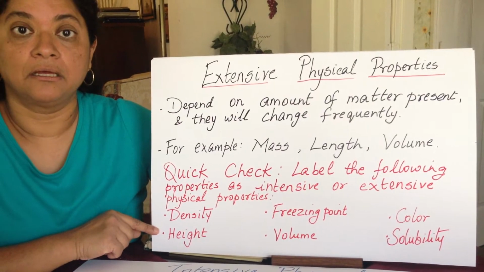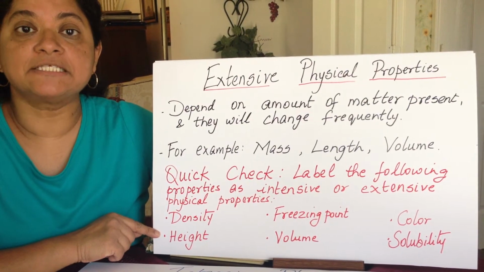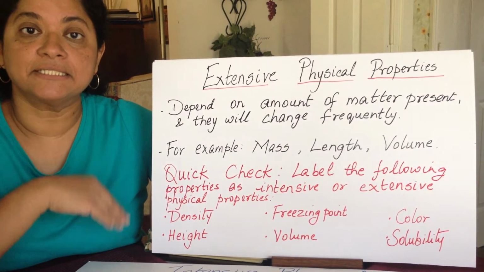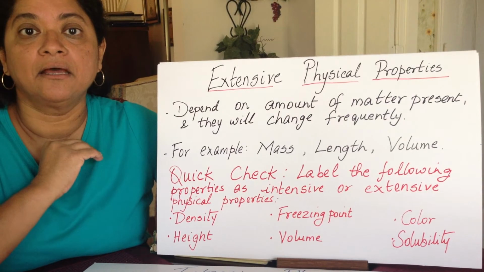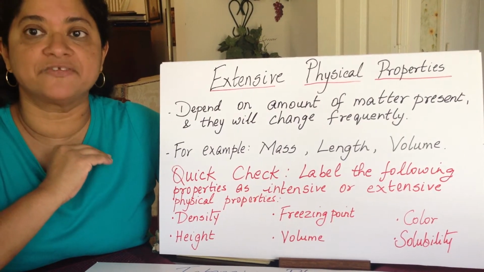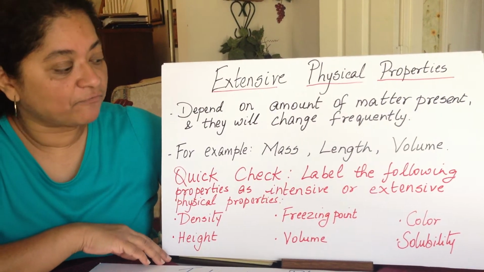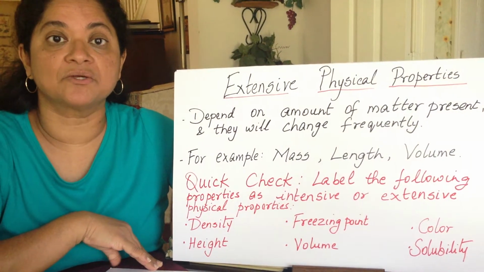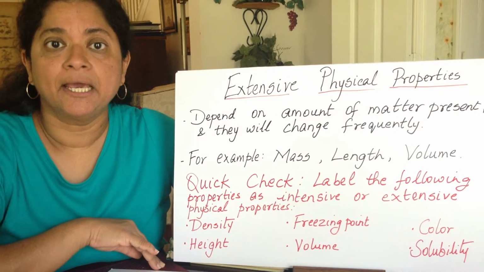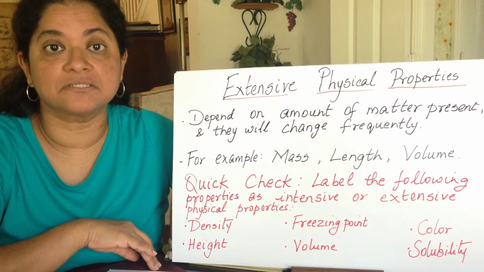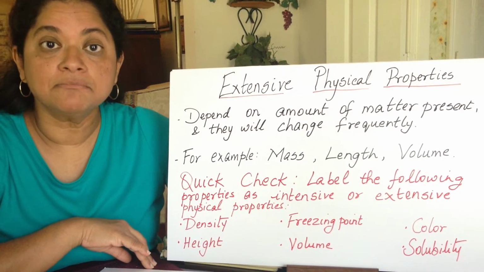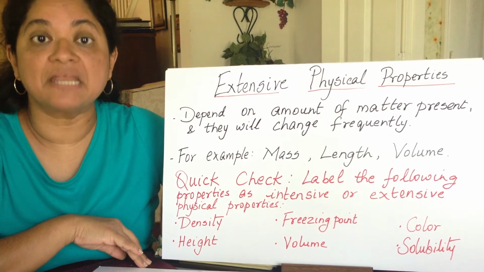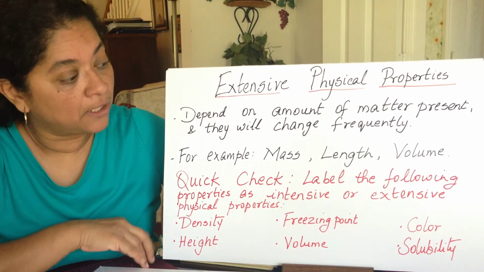Height would be an extensive physical property because I can have a block of wood that is 9 centimeters high and I can cut it in half and it would be 4.5 centimeters high. Freezing point is an intensive property because no matter how big the block of ice or how tiny, it would have the same freezing point of 0 degrees Celsius. Volume changes with the amount of matter present, so that would be an extensive property.